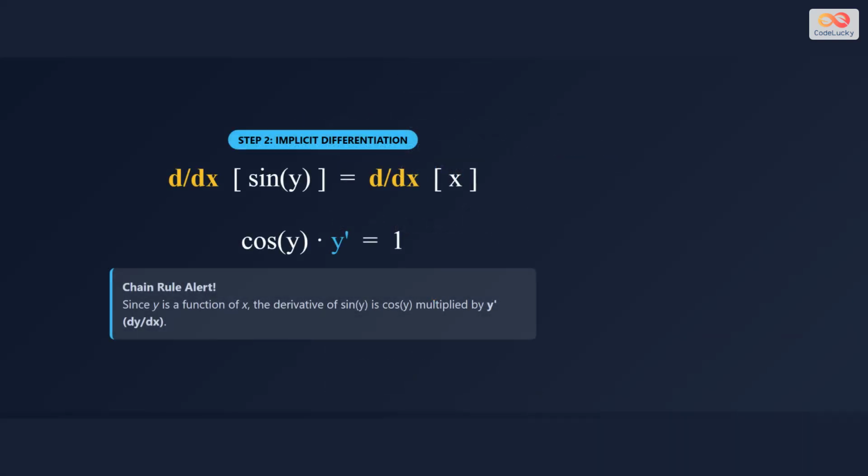Now, we differentiate both sides of the equation with respect to x. On the right side, the derivative of x is just 1. On the left side, we must use the chain rule. The derivative of sine of y is cosine of y multiplied by y prime, or dy/dx.